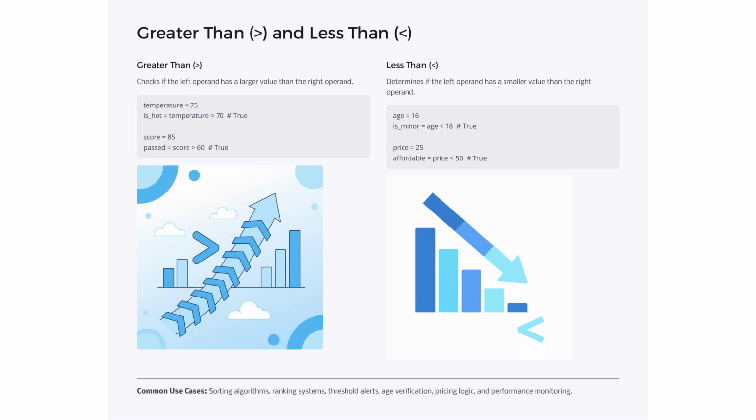Greater than checks if one value exceeds another, useful in scenarios like temperature checks or exam scores. Less than determines if a value is smaller, aiding in age verification or pricing logic. These operators are crucial in sorting algorithms, ranking systems, and performance monitoring, ensuring efficient data handling and decision-making.